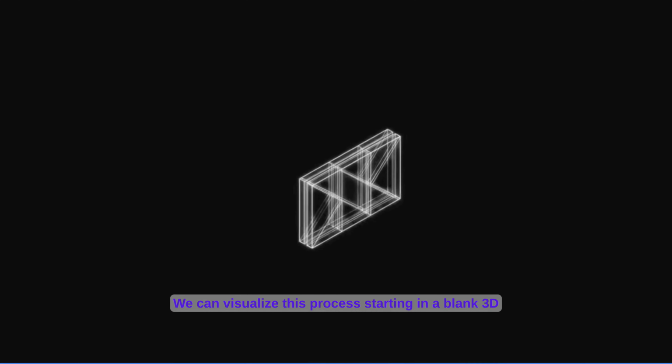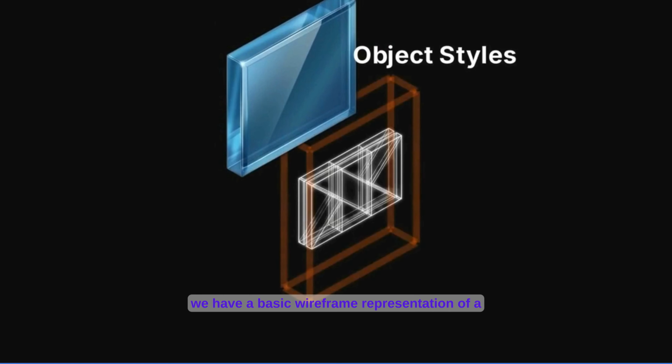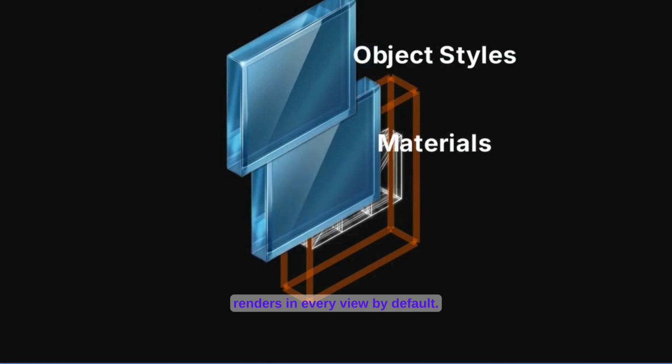We can visualize this process starting in a blank 3D space. Before any rules apply, we have a basic wireframe representation of a standard architectural wall. At the top of the hierarchy are object styles. This layer has the weakest override priority, establishing the baseline line weights, colors, and patterns for categories across the entire project. Because this is a global baseline, the line weight you set here dictates how the wall renders in every view by default.